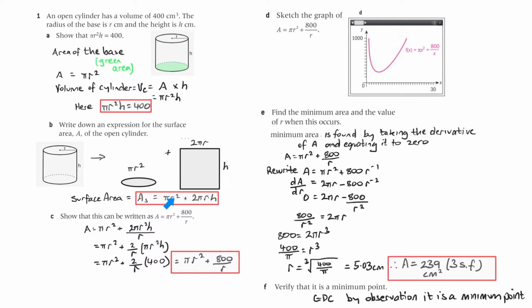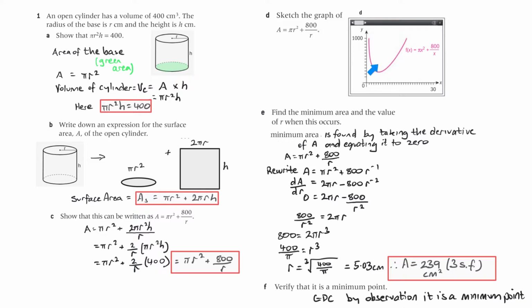So what I've done is I've rewritten this by dividing by r and multiplying by r. I can do that, just multiply the top and bottom by r. So that became 2 pi r squared h on r. This remains the same. We know that pi r squared h is 400 because we've got that back here. So we can then substitute 400 in for that, and we've got pi r squared plus 800 on r. So that's okay. D, sketch the graph of that.